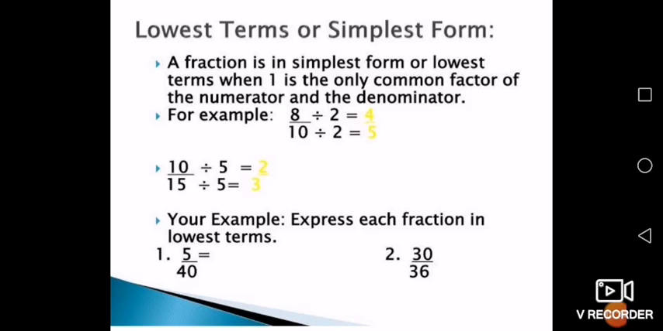Now we'll take one more example, 10 by 15. Again you can see that 5 is a common factor among these two numbers. So the numerator and denominator will be divided by 5. So what will we get? 2 by 3. Now among 2 and 3, 1 is the only common factor. So 2 by 3 is in its lowest form.